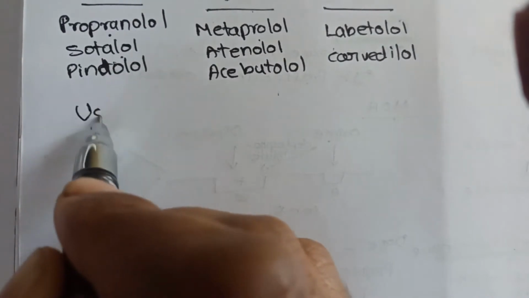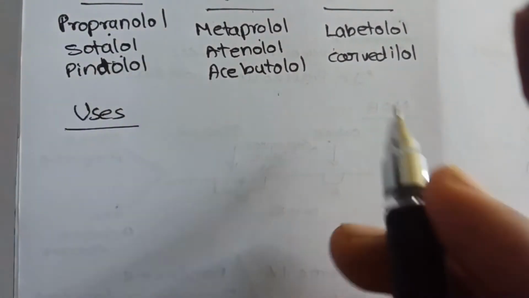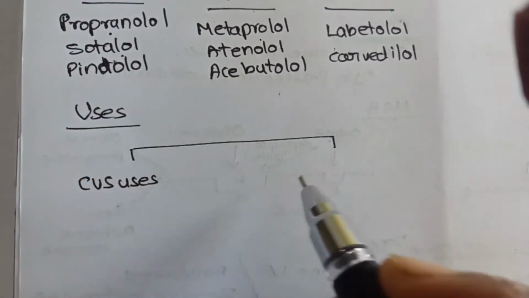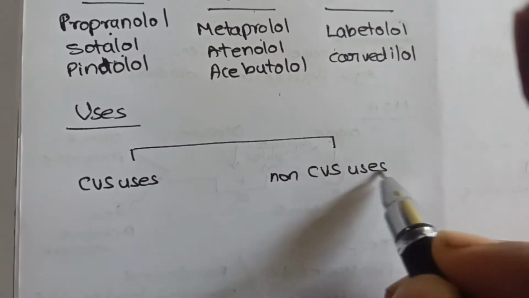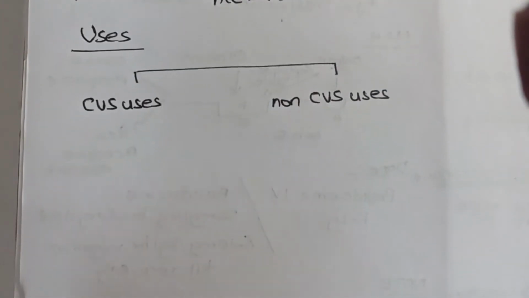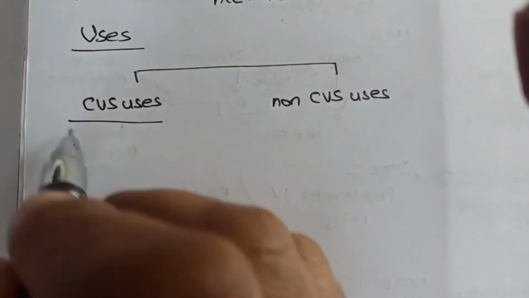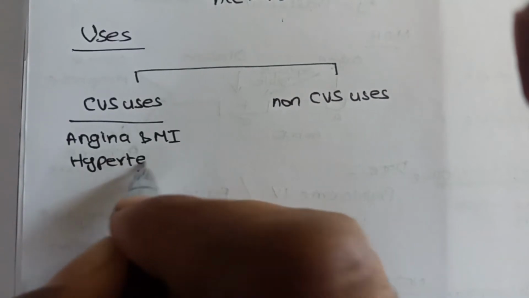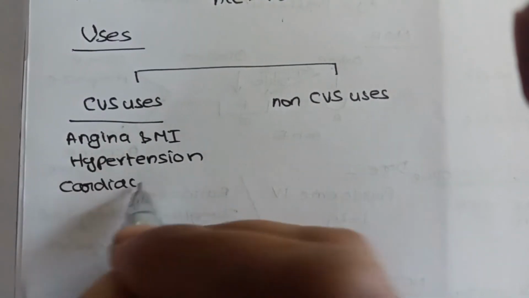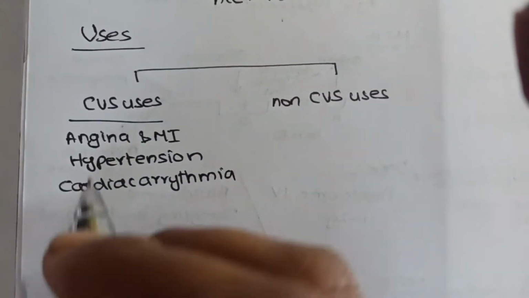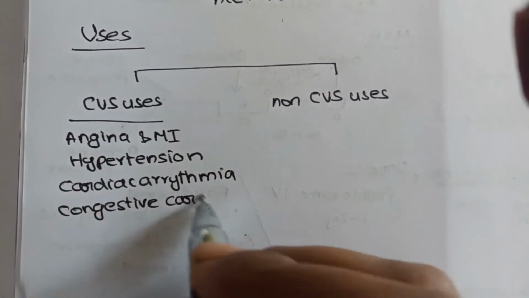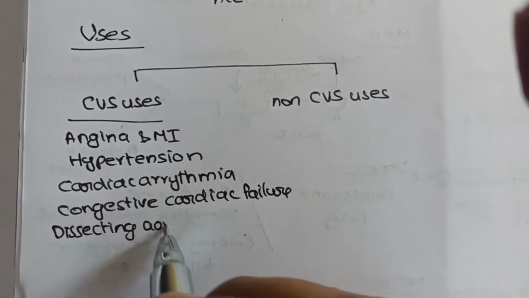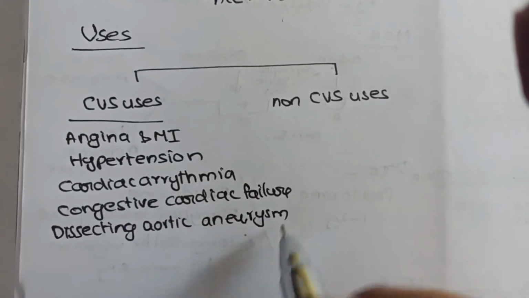Moving on to the next important question, that is the uses. To make it simple, I have divided the uses as those involving the cardiovascular system, and then the non-cardiovascular system uses. Beta blockers are widely used in heart related diseases like angina, myocardial infarction, hypertension, cardiac arrhythmias, congestive cardiac failure, and then dissecting aortic aneurysm.